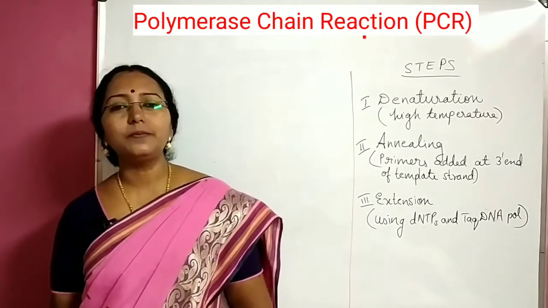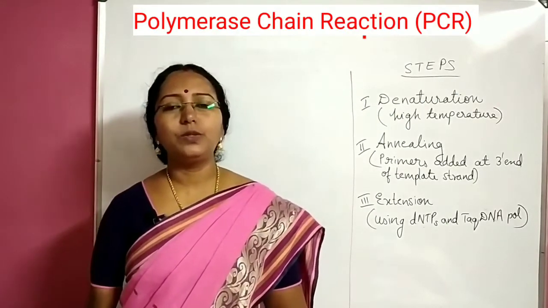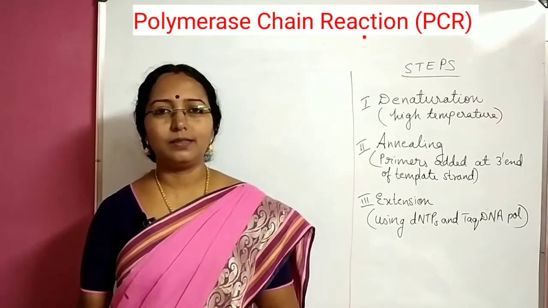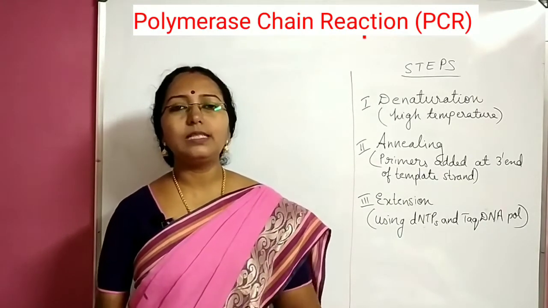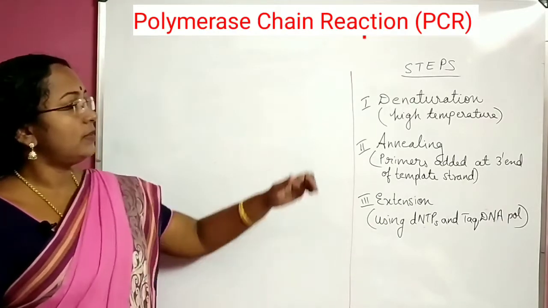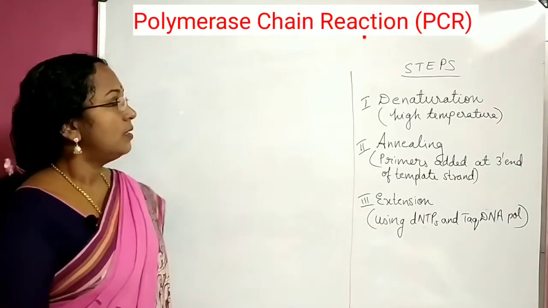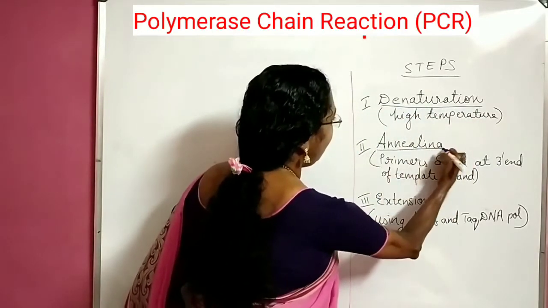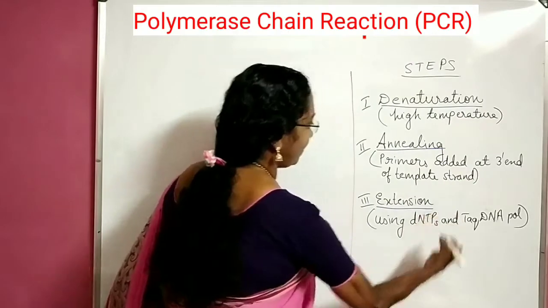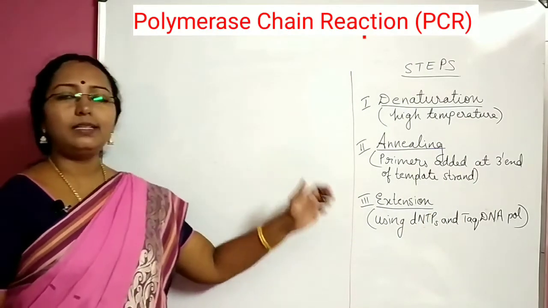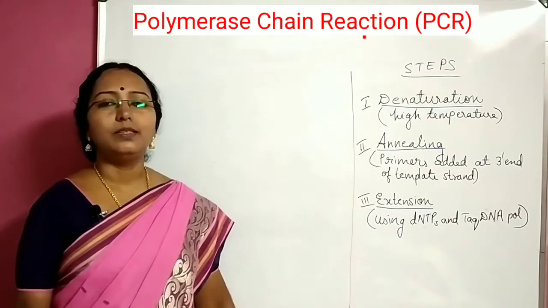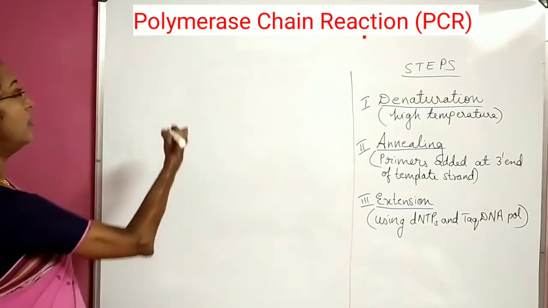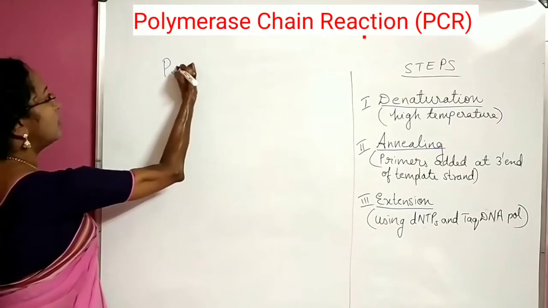In today's session, I'll take you through the exact process of what is happening in PCR. The whole process can be categorized under 3 steps: denaturation, annealing, and extension. Once we understand these 3 steps, it is very simple to understand the whole process of PCR. So let's look at the process.